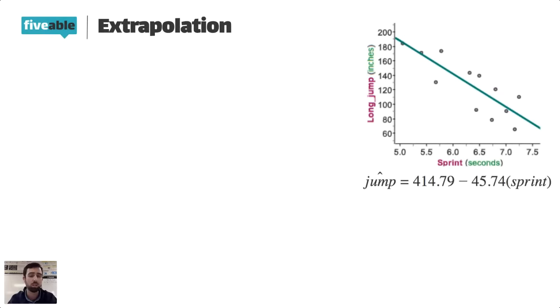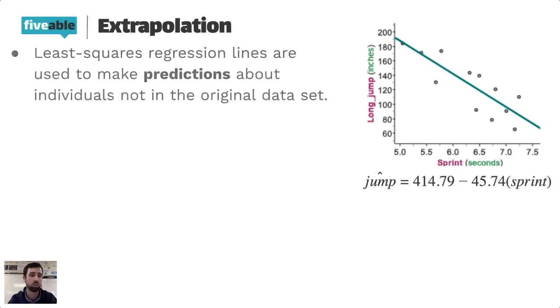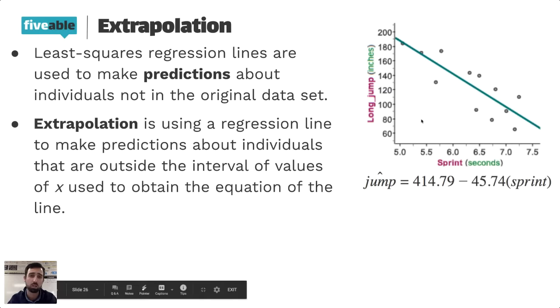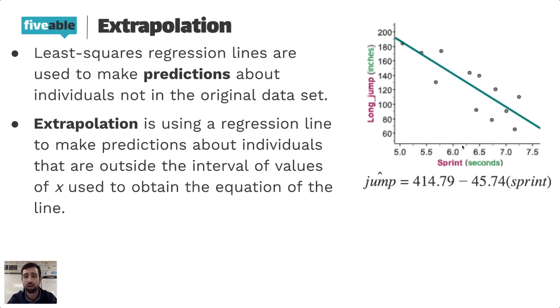Extrapolation. Here's the extrapolation. Essentially, we have to be careful about using our line of best fit to make predictions. Anything outside our original data set is going to be really, really difficult to make predictions for. So what do we mean by that? This is sprint and long jump. We have data from about 5 to 7.5. That's where we can make predictions using this line.